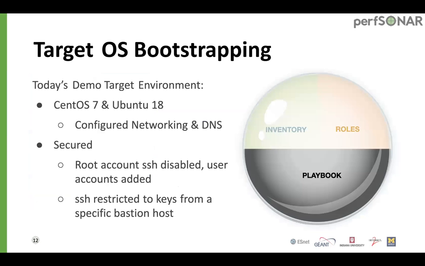So, target OS bootstrapping. Today we're using CentOS 7 and Ubuntu 18. They're both official perfSONAR OSs. They have configured network and DNS. They're secured, and they're locked down. So in fact, some of today's demo is going to be done with Vagrant, so they're actually contained on a machine. That's going to be part of today's demo.